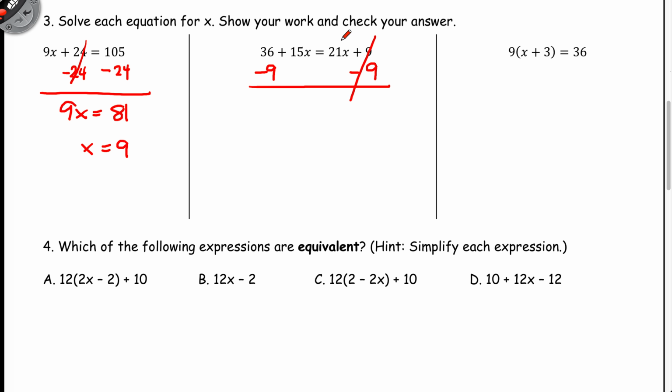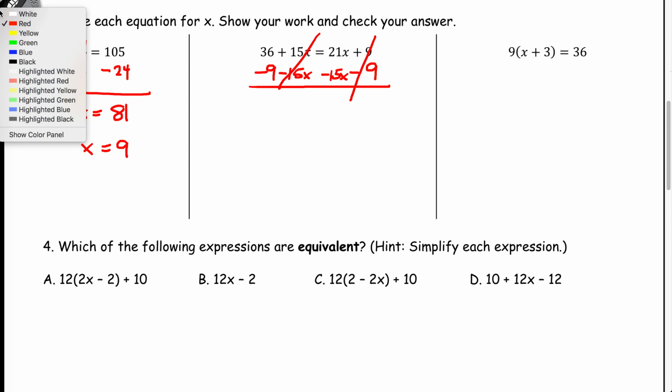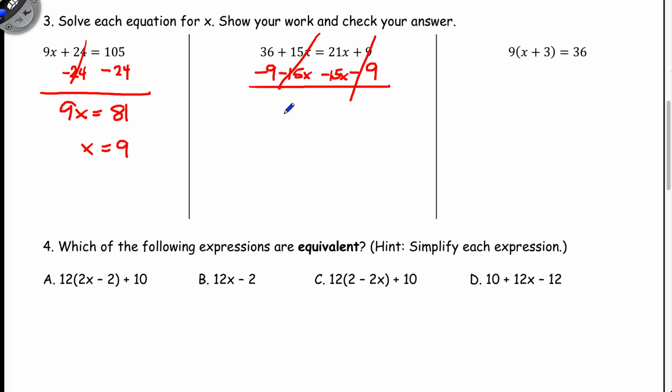Even though it's the smaller number, that's not why I'm picking it. If I subtract the 21x and move it over here, I have canceled everything on this side of the equal sign. I can't do that. It'll make the equation unbalanced. So since I already have one cancellation over here, I need to have a cancellation over here. So the opposite of adding 15x would be to take away 15x. So I'm going to do that to both sides. Now you can see I have a cancellation on both sides. So my equation is now balanced again.